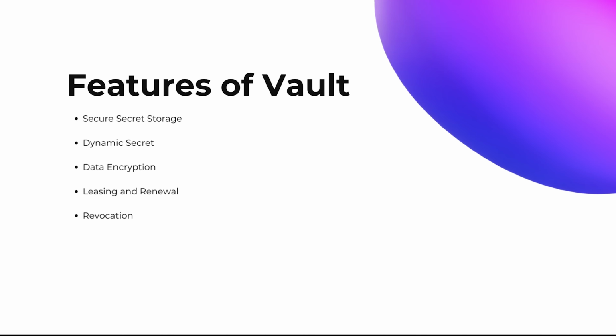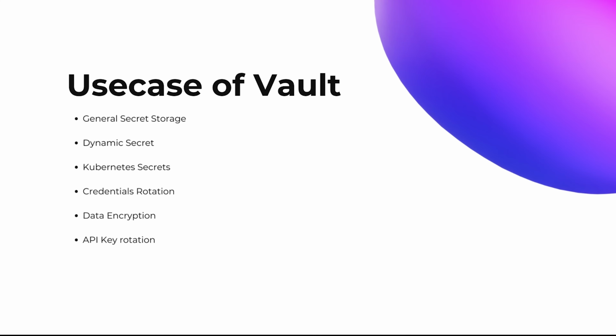Whatever secrets you are generating or storing in the Vault, you can revoke them with the help of HashiCorp Vault. So where exactly can we use HashiCorp Vault? Some of the use cases are: you can use it as a general secret storage. If you have a requirement of storing dynamic secrets, then you can use HashiCorp Vault. If you are running HashiCorp Vault on Kubernetes, you can use Kubernetes secrets and store them in HashiCorp Vault. If you have a requirement of credential rotation, you can use HashiCorp Vault. If you need API key generation, where you want to generate an API key, you can use HashiCorp Vault. And if you just want to do data encryption, you can use HashiCorp Vault.